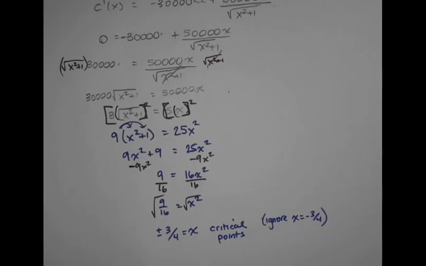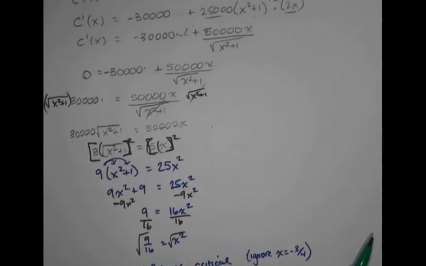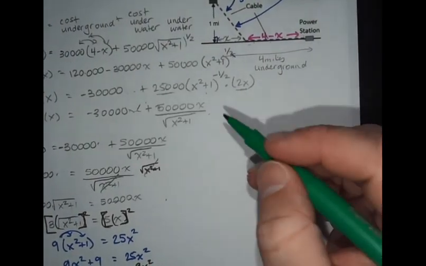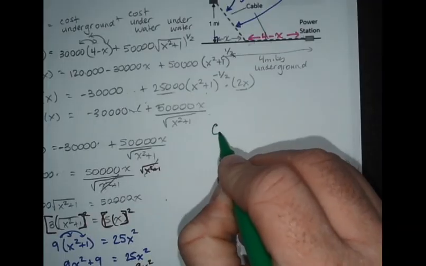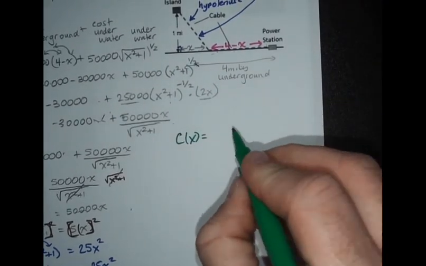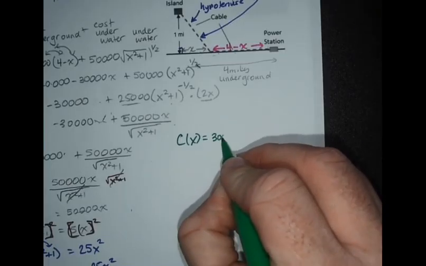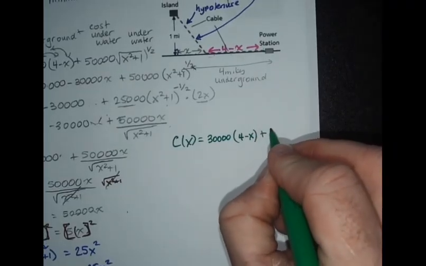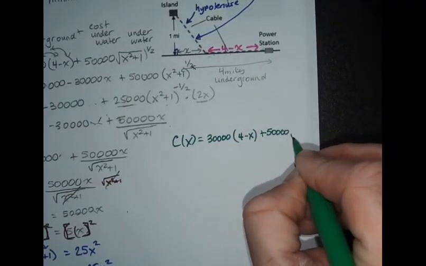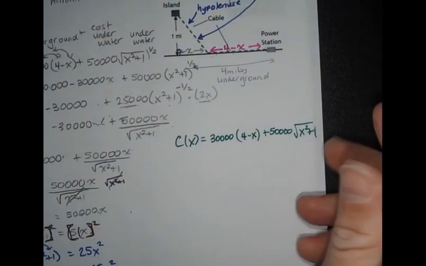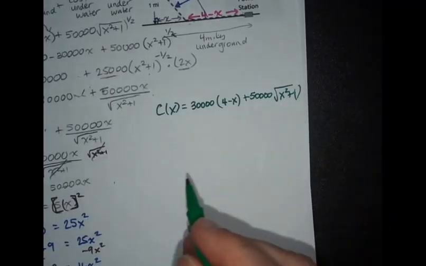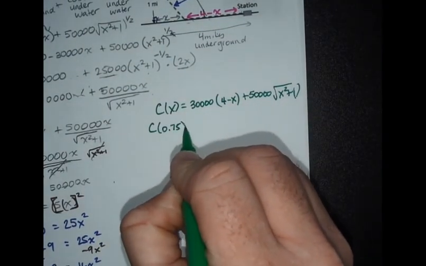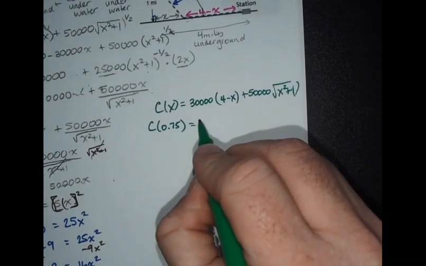So now to find that point, we just have to put this into C. So what does that look like? All right, I'm gonna put in 3/4 in for x. I'm gonna change it to 0.75. All right, so my initial function was 30,000 times (4 minus x) plus 50,000 times the square root of x squared plus 1. All right. So I'm going to put those in.